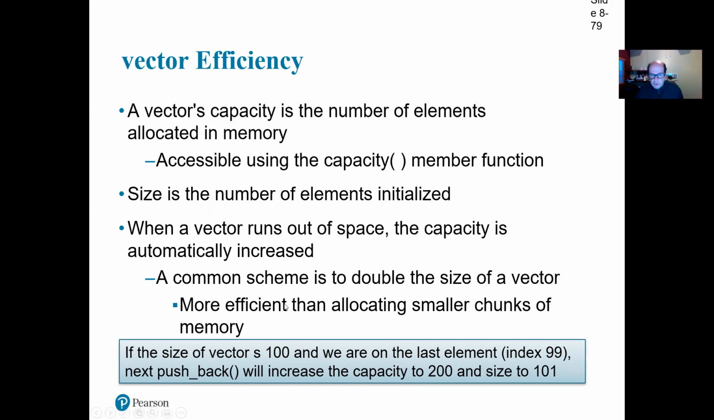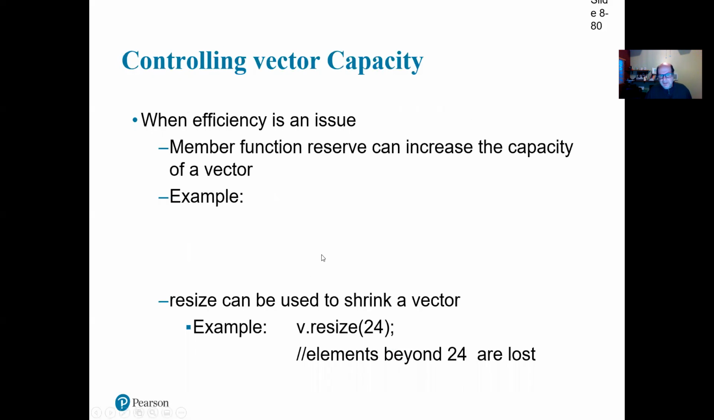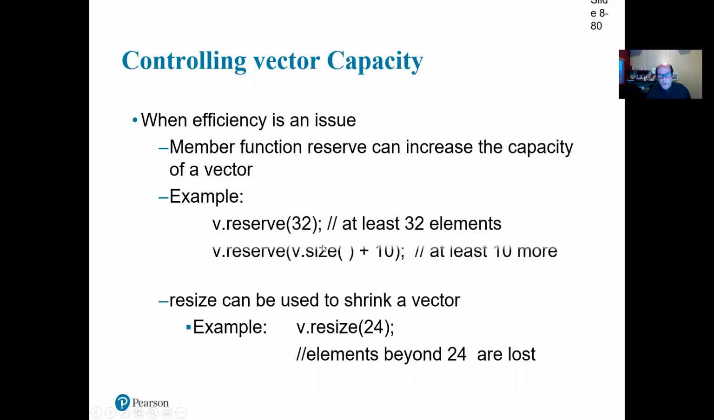Now, there may come a time when you say, you know what, I know I'm not going to go to 200 elements. I know it's only going to be another 5 or 10. We can utilize that with the word reserve. I can say reserve a certain number if I know exactly how far I want to go, or I can say reserve the size plus 10. In that case, with 100, instead of reserving another 100, which would give us 200, we can go with 110 because we know we are not going to go any further than that. So we have reserve for the memory.